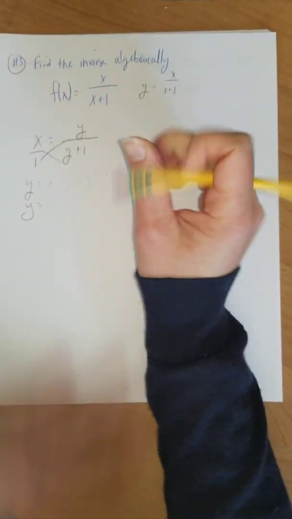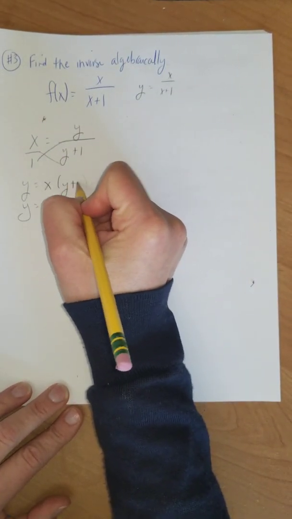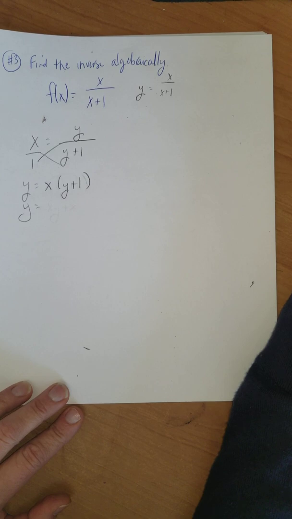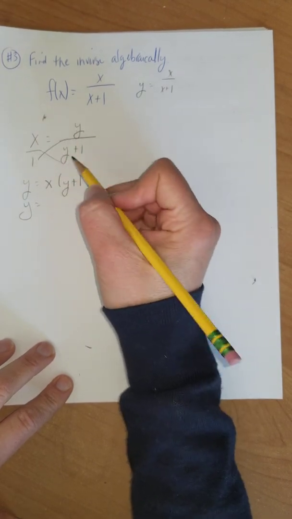All right, so 1 times y is y, and then I'm going to have x times y plus 1. All right, so next thing I have to do is get the y. Oh, I do have to get the y by itself. Sorry, I had a brain block there.